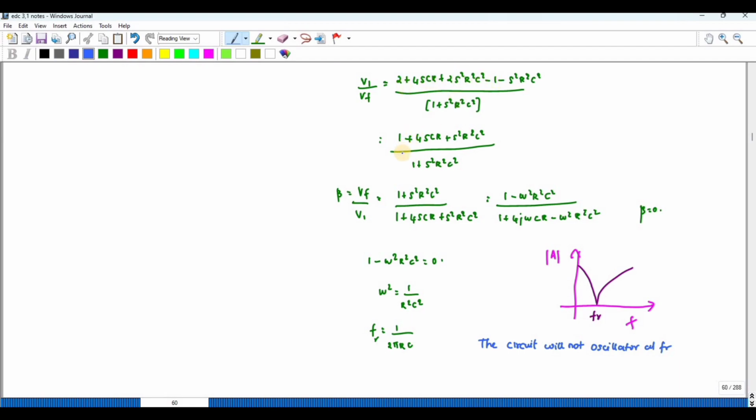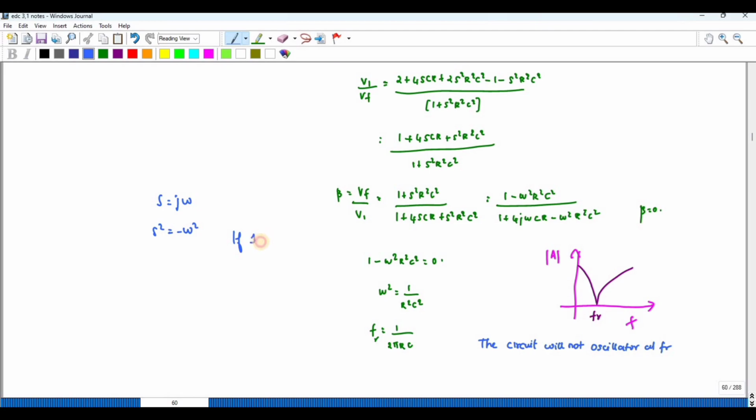So what do we need? We need beta. What is beta? Beta is nothing but VF by V1, which is the inversion of this one. So I can substitute s as j omega. What is s square? S square is equal to minus omega square. So you substitute here, and now I am going to solve this equation.